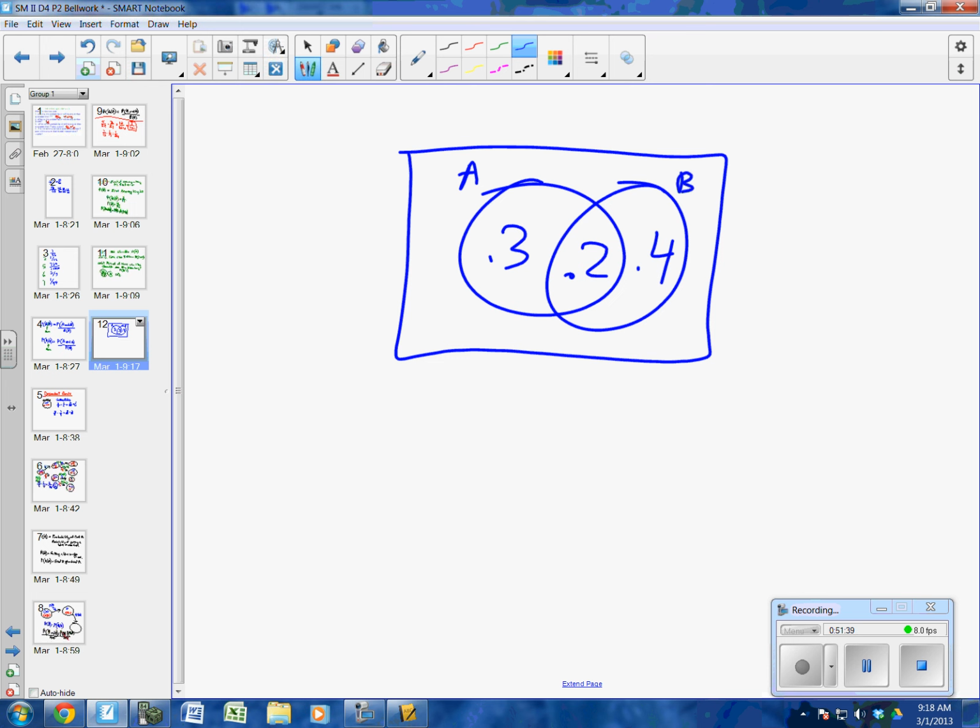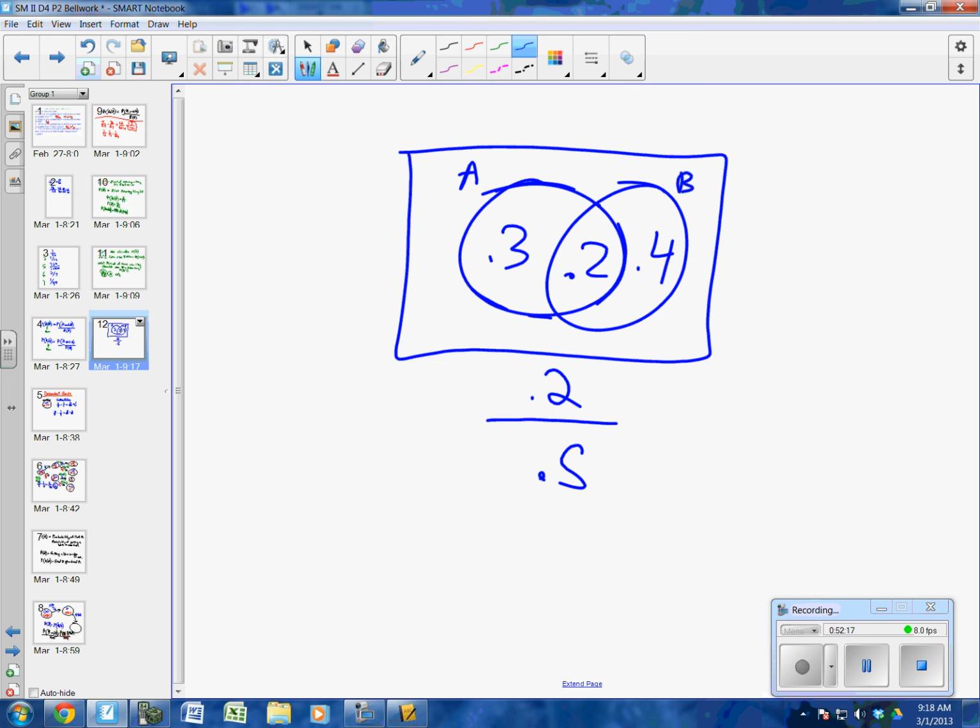So let's do this. You want to know the probability of B happening given that A happened. So A happened right here. So what is A? 0.5, right? What's the intersection? 0.2. So you divide the intersection by the given. 0.2 divided by 0.5. Yeah. The intersection divided by the given. You're given A. You want to know the probability of B happening given that A happened. Okay? So 0.2 divided by 0.5.